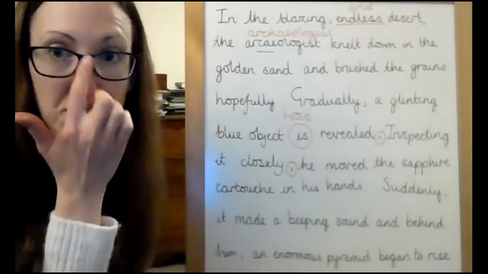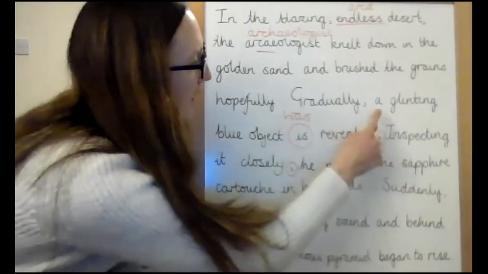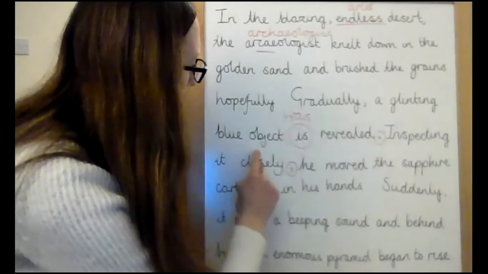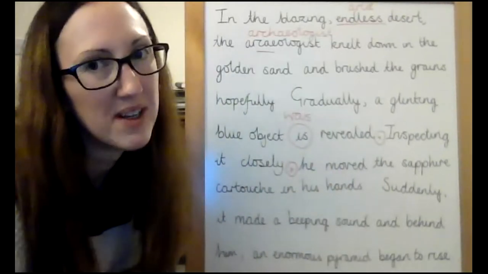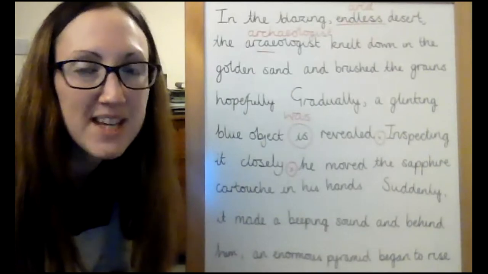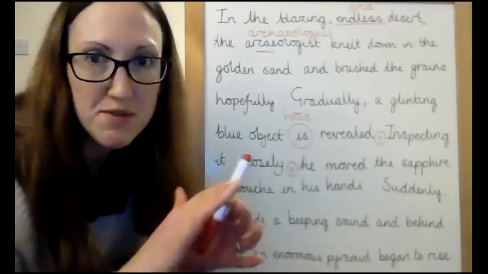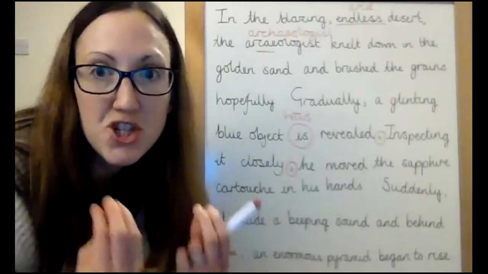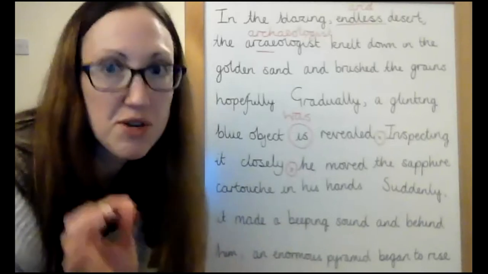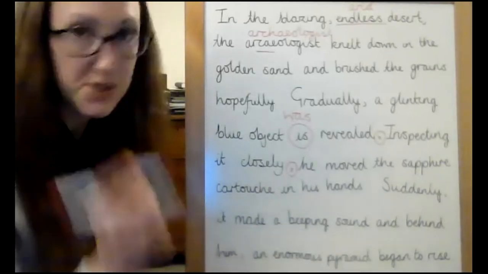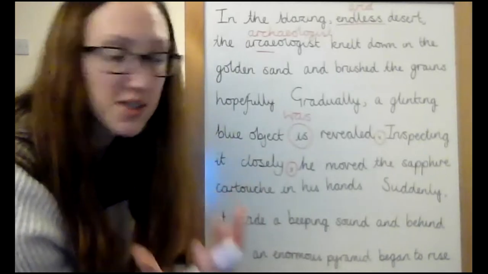And again, when I was reading through my writing, I got to this sentence. Gradually, a glinting blue object was revealed. And I looked at the word blue and I thought, it's fine. It describes the colour, but blue is a very general term. There are so many shades of blue that I think I need to be more descriptive than just using the word blue. So again, I'm going to underline it, and that's what you'll need to do with any words that you want to improve.